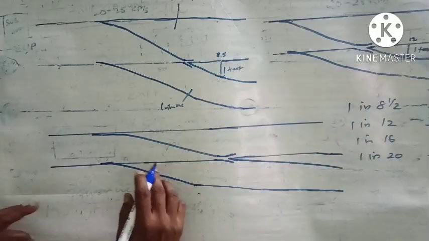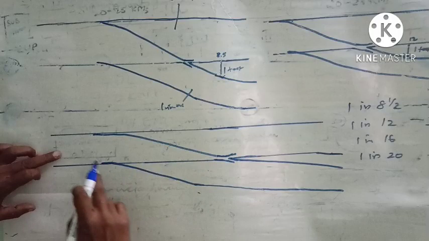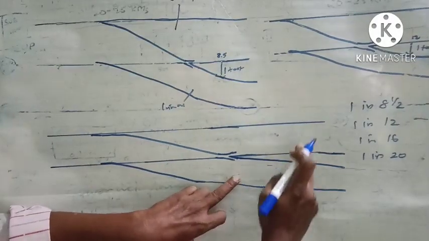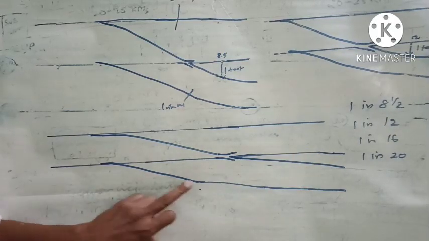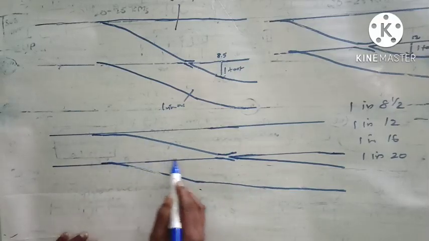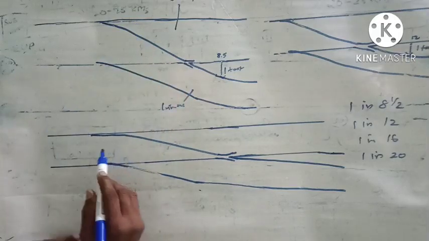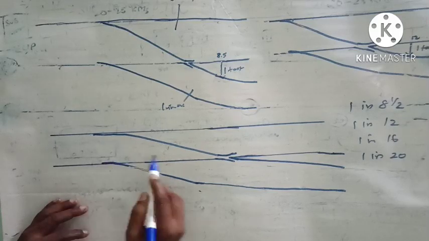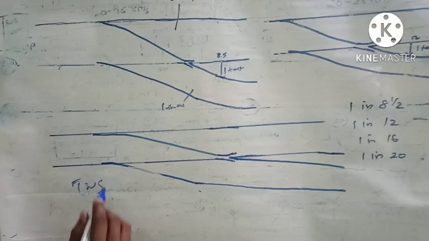Then coming to this turnout, here this is the straight track and here this is the turnout. This turnout is almost parallel to this track. You can see, almost parallel. But for that you have to use very lengthy tongue rails. See, these tongue rails are very lengthy compared to these ones. Also this switch should be thick. So we will say it is a thick webbed switch. Thick webbed switch will be used.